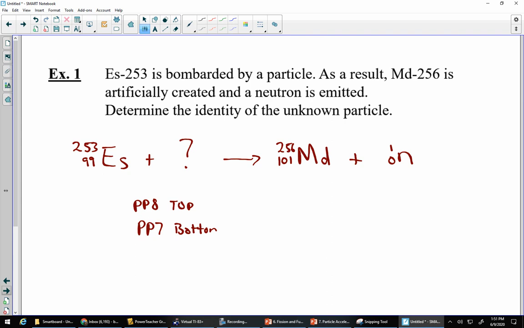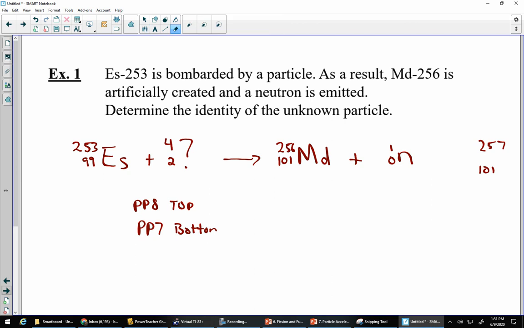So I've got 253 nucleons on the left side, and let's see, I've got a total of 257 on the other side. Okay, so that means I have 4 more on the other side. I need an extra 4 over here. Could probably actually already guess what that is, but let's be really specific. So I've got 99 protons on the left so far, and I've got 101 protons on the right. That's a difference of 2. I would need to add 2 extra protons to the left-hand side.